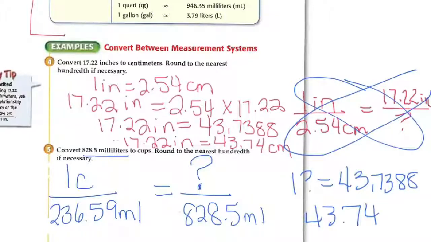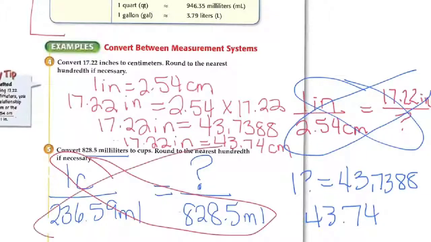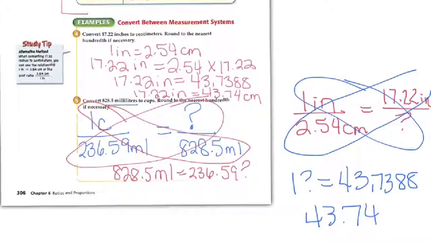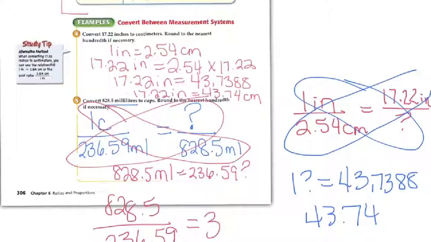So we would do our cross products here. We end up with 828.5 milliliters equals 236.59 times the question mark, right? That's our variable in this case. So in that case, to get the variable by itself, you need to divide. So you would do 828.5 divided by 236.59, and you will end up with 3.5 cups. And that would be your final answer.